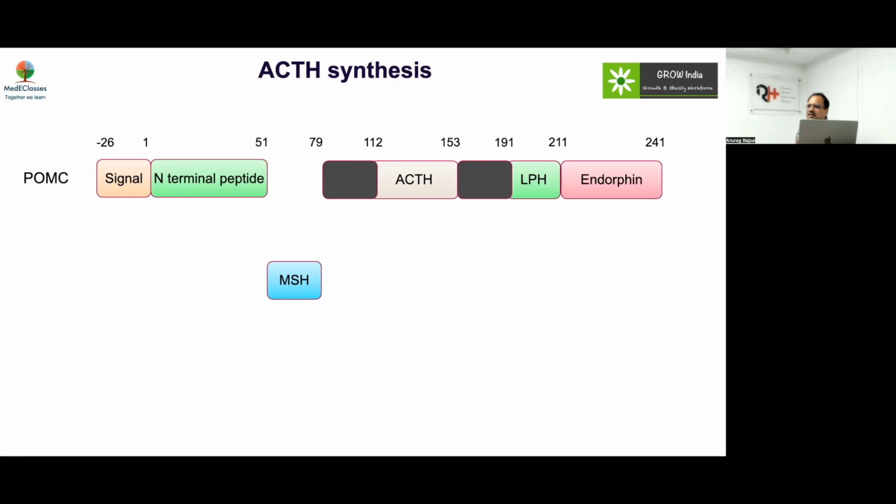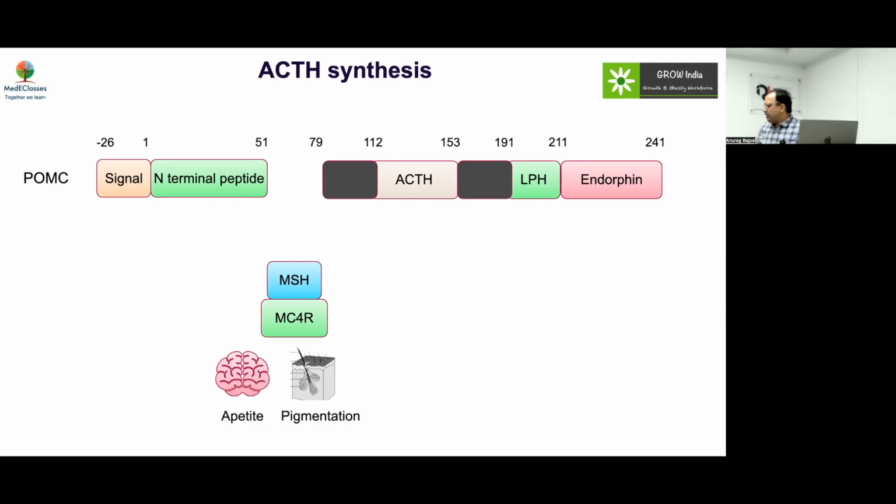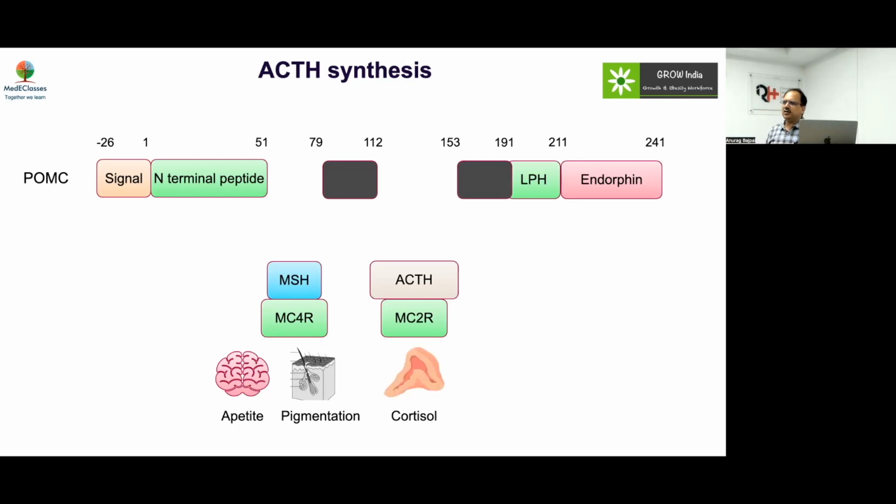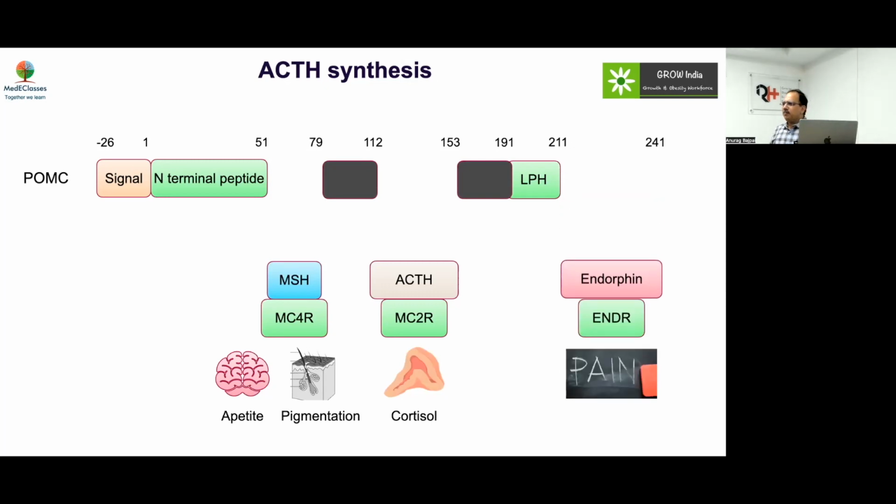From the splicing, you've got the MSH. Now, MSH acts on the MC4 receptor to cause pigmentation as well as satiety. If you have an MC4 receptor defect, we all know that you will have a tall stature with obesity, with a lot of insulin resistance, and maybe pigmentation issues. ACTH basically acts on the MC2 receptor to predominantly increase cortisol production. There are various mechanisms by which it works, but it's mainly causing cortisol production. Endorphins, of course, will result in a pain response.